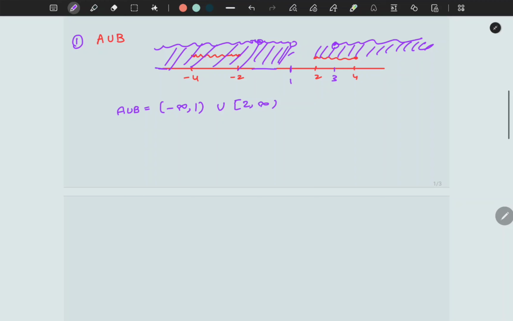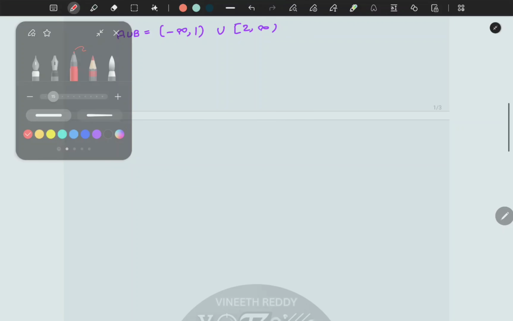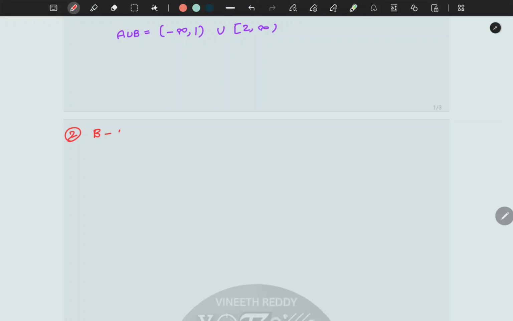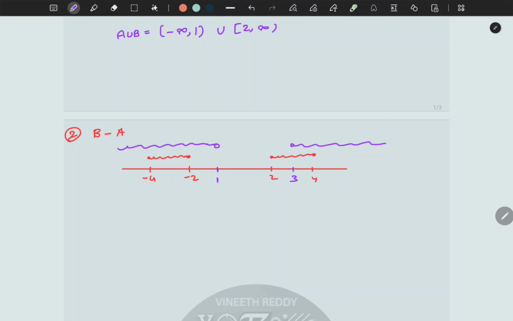Option 2 is B minus A, dear students. So let me again plot. So this is minus 4, minus 2, 2, 4, right? So this is set A, and then set B. We have minus infinity to 1 and then 3. So set B is this. So from B we have to subtract A, right?